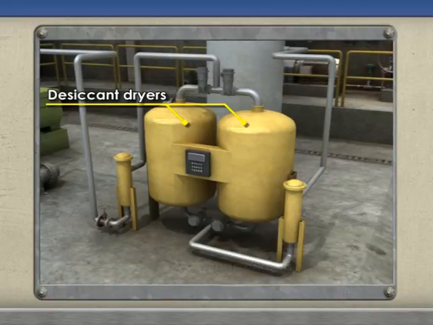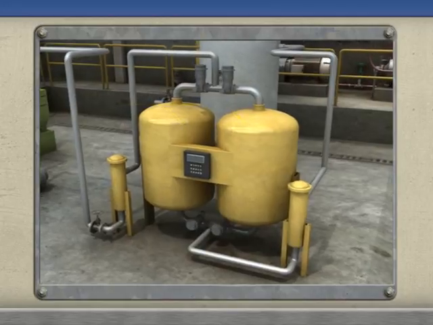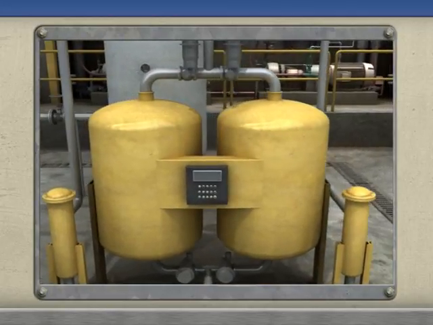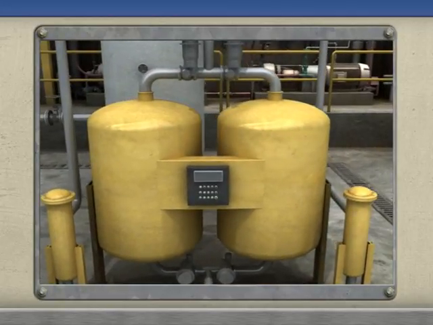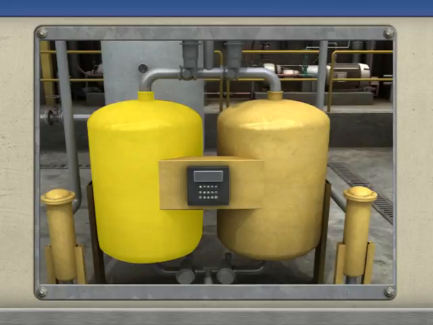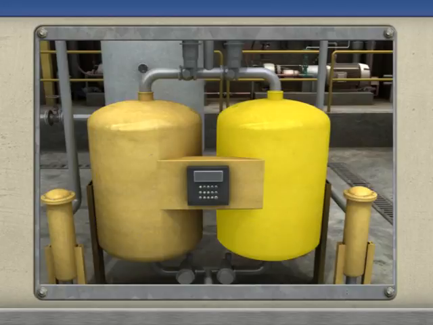Desiccant dryers are used to further treat the air and bring its dew point down low enough to reach instrument air standards. Desiccant dryers typically have 2 vessels of desiccant. At any given time, one vessel is in the process, absorbing water from the compressed air, while the other is in a regeneration cycle, where water is removed from the desiccant.